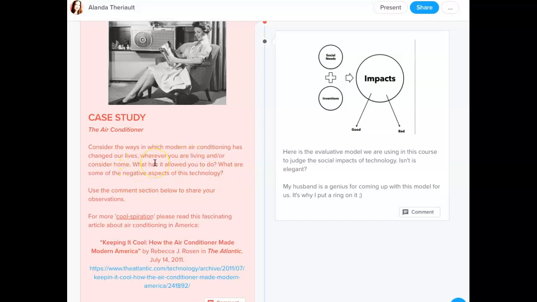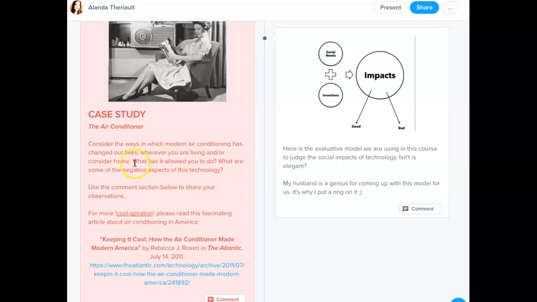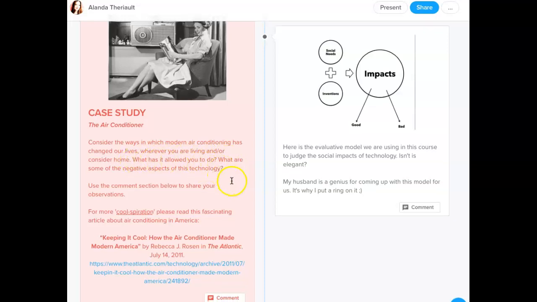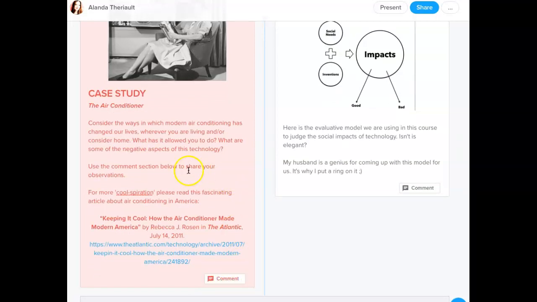We've all been in and around air conditioning. We all know its lovely chilly embrace on a hot day. But probably like me, you haven't had a chance to think too deeply about it. So there are some questions that you can answer in the comment box here after having read this little piece and considered what you think are some of its positive and negative impacts. And you can share those insights here. All right, so pause now, and when you come back, I'll explain the final little exercise that I have for you for this module.